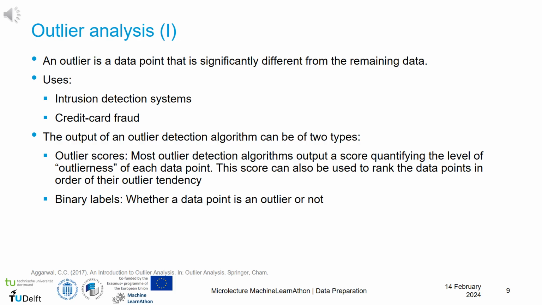The output of an outlier detection algorithm can be two types. So either it's binary, so it just says, okay, this data point is an outlier or not, or you might have an outlier score, which means that the data point gets a number assigned, which signifies how likely it is an outlier, or how unusual the data point is. Both can be interesting to observe or to dig deeper into what happens in that observation.